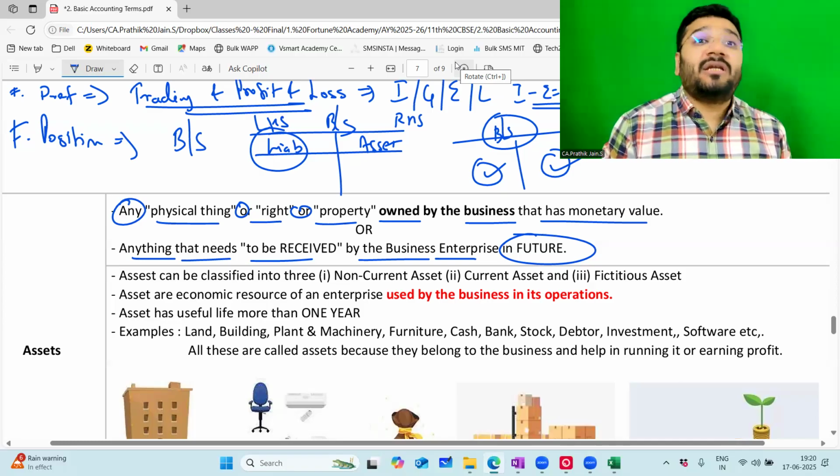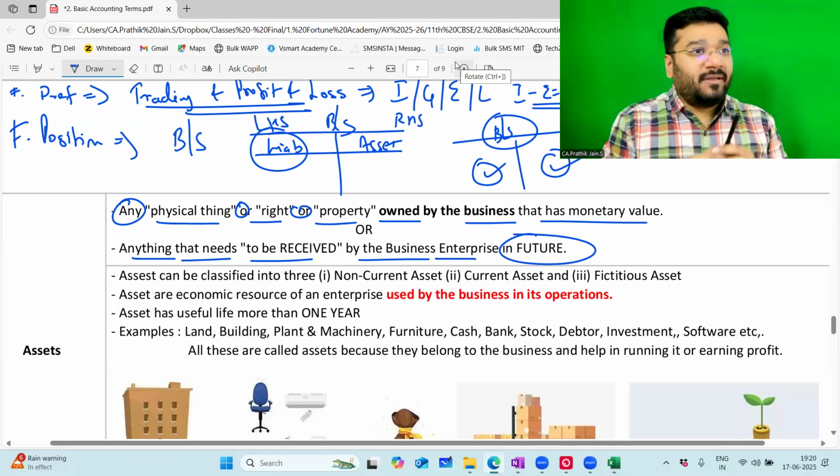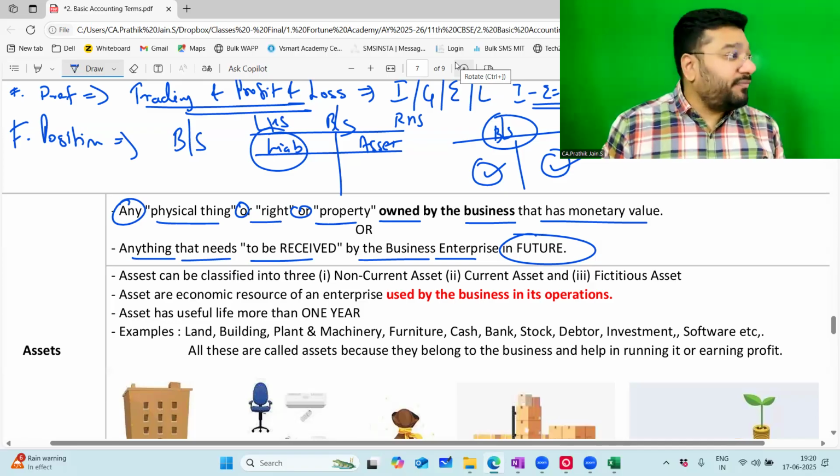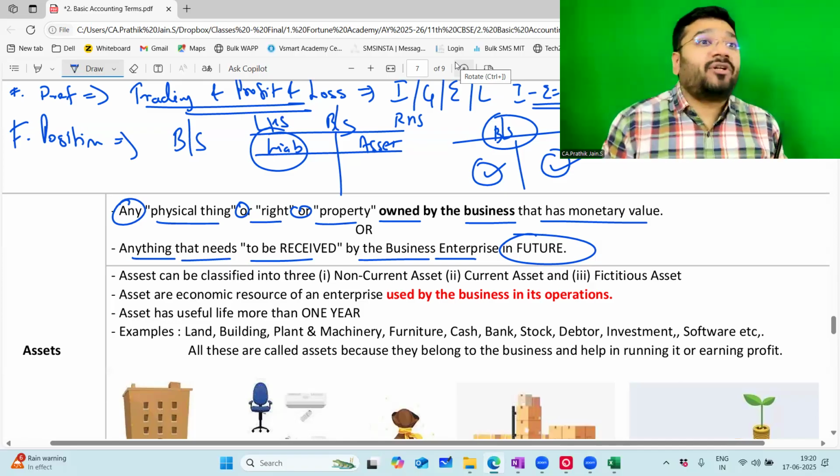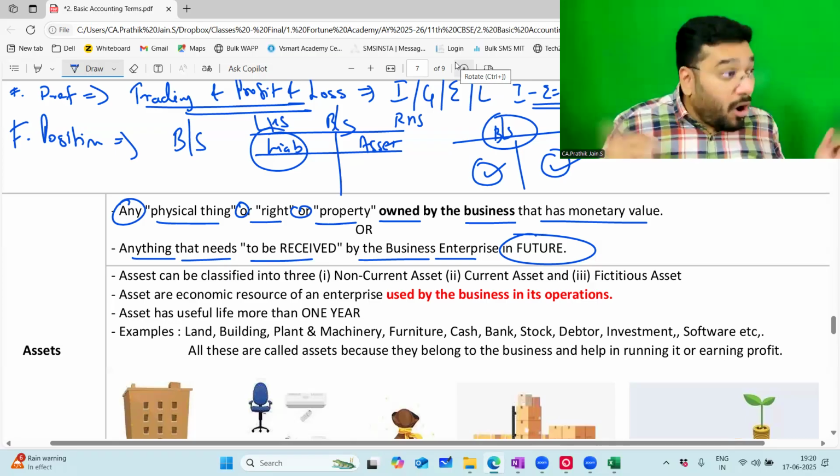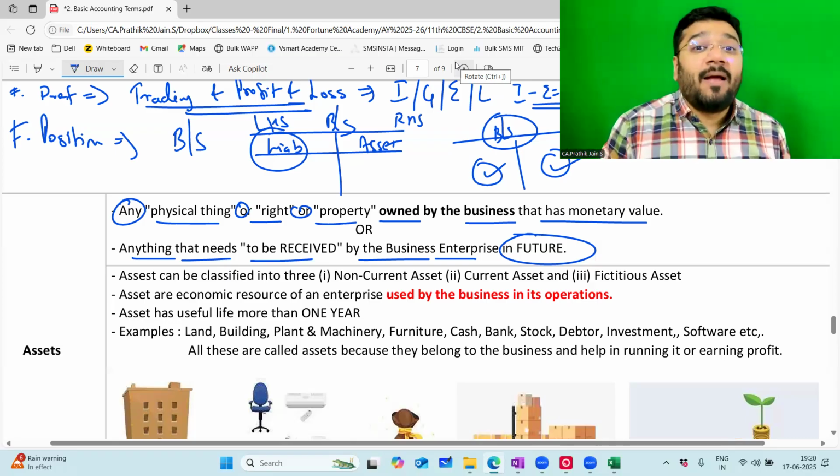Plant and machinery. Plant and machinery means what? I want to manufacture, let's say, this pen. I need a machine, no boss? One machine is not sufficient. I need a series of multiple machinery. All those multiple machineries put together are called plant and machinery.